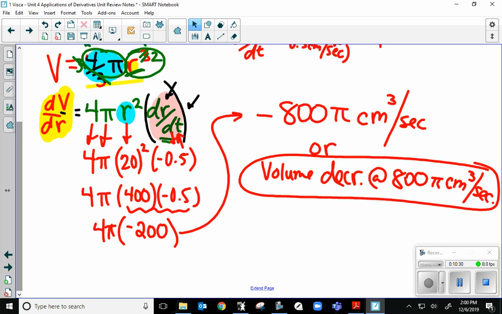So either one of those answers would be acceptable. The bottom one is a more logical response, but negative 800 pi centimeters cubed per second is acceptable. Or you can just say that the volume is decreasing. Because remember, when it comes to rates, the negative denotes direction. In this case, it's decreasing or moving downward. It's getting smaller. Size or direction: decreasing at 800 pi centimeters cubed per second.